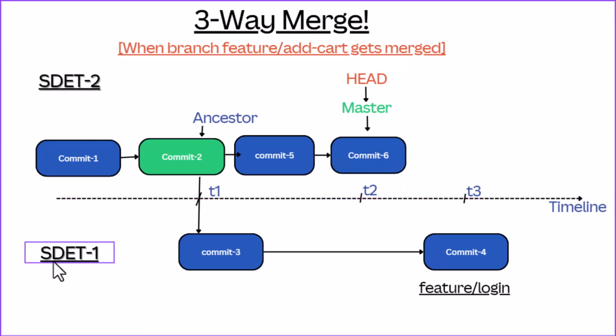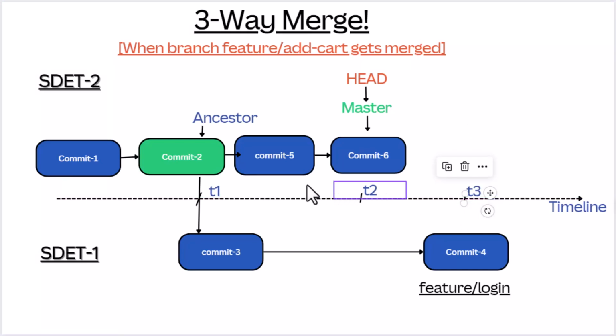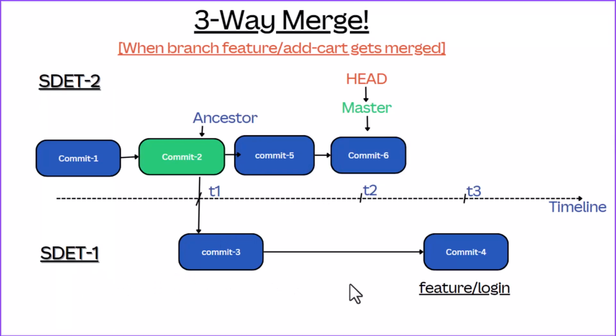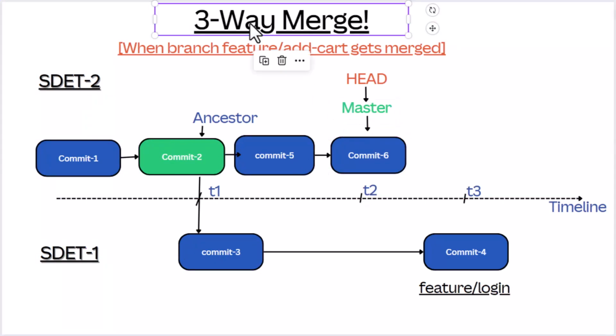Now SDET1 also wants to merge his changes into the master branch. What he'll do is first check out the master branch on his local machine and pull the latest changes from the master branch, which is now at time t3. He will see that there are some new commits after the ancestor commit: commit 5 and commit 6 are the new commits. And now when SDET1 tries to merge his branch into the master branch, Git will use three-way merge.